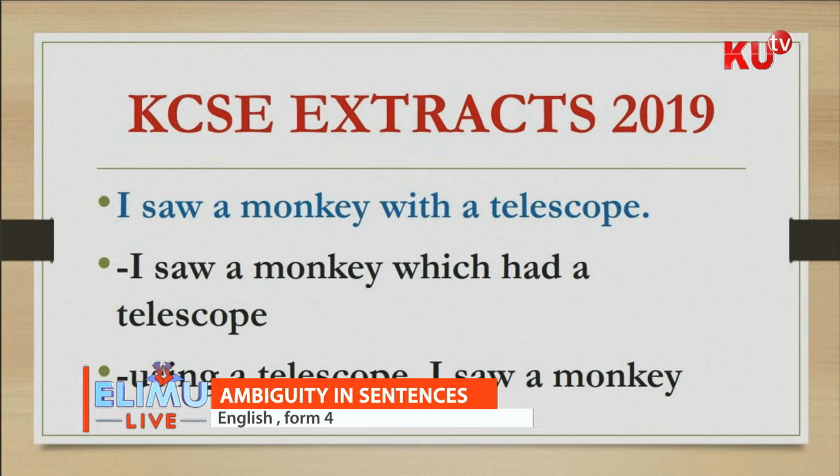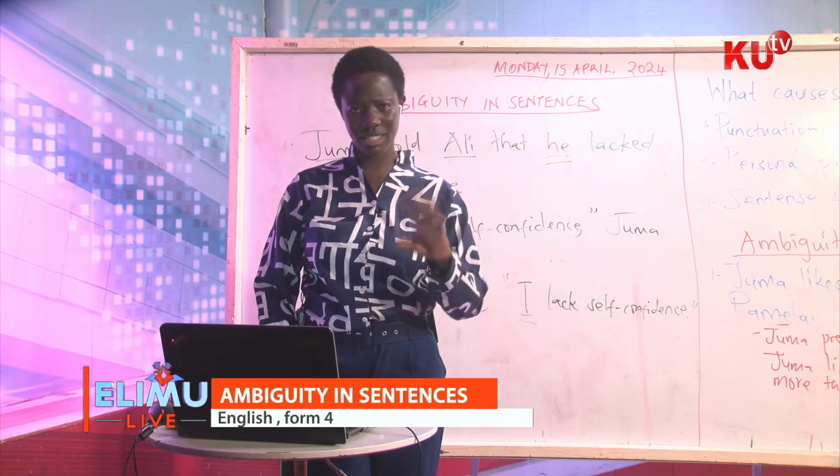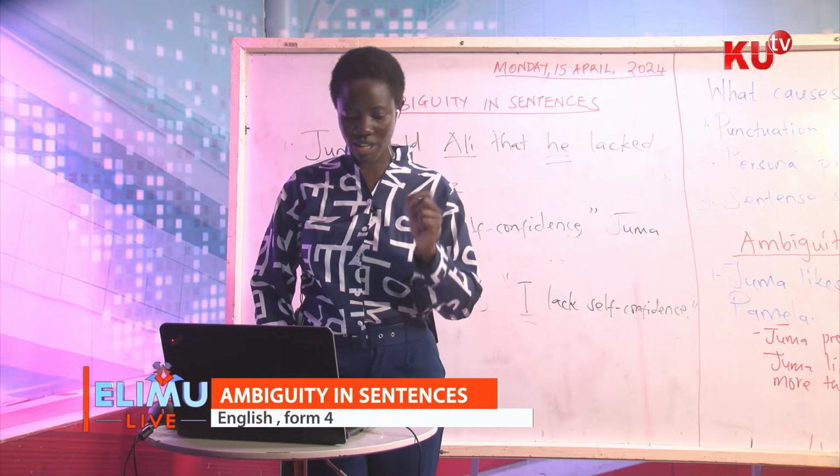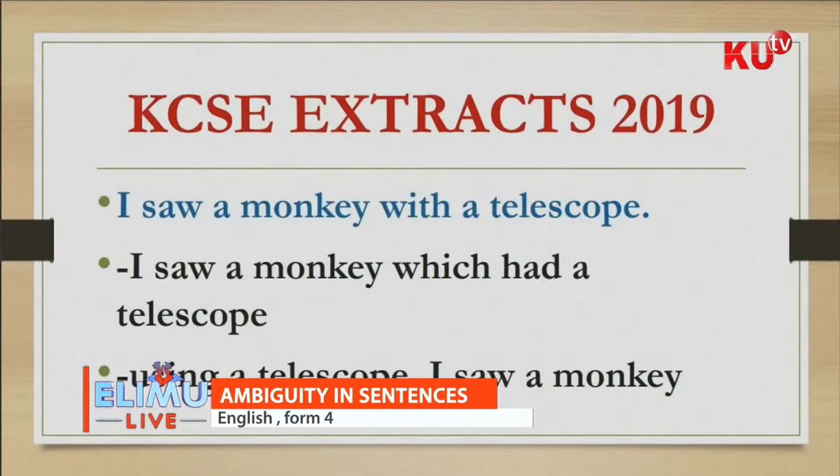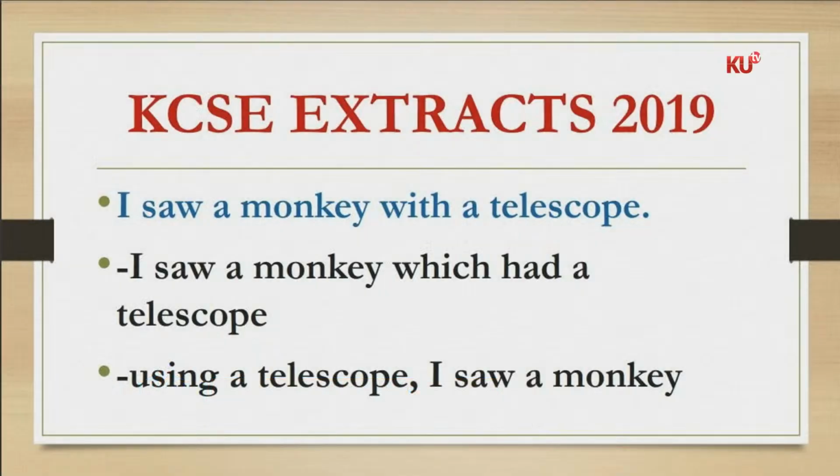Are you getting this? If we read the statement, I saw a monkey with a telescope, the sentence is somehow ambiguous. But if I say, I saw a monkey which had a telescope, the sentence is not ambiguous anymore. So here I'm looking at the monkey, and this monkey has a telescope. And that's why for the first statement to be clear, I'll say, I saw a monkey which had a telescope.